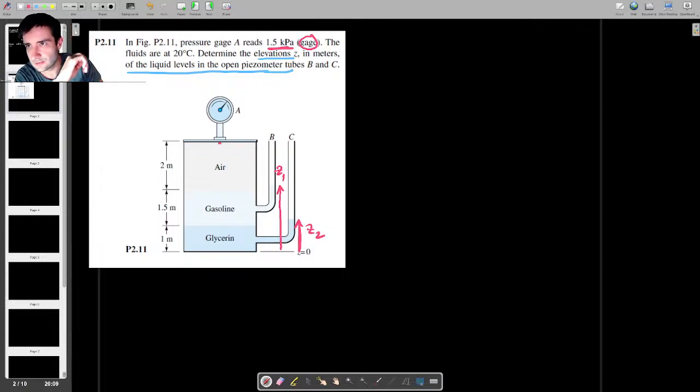So we've got, I'll use a thinner line for this. We have this boundary right here, and if I continue this, it's going to cross through tube B at that point, and it's going to cross through tube C at that point as well.